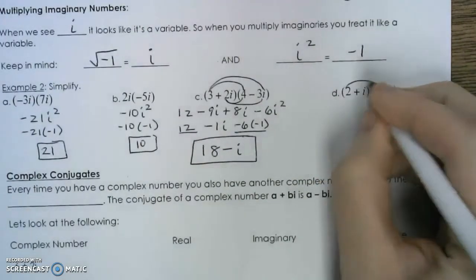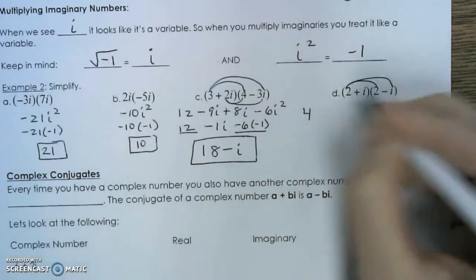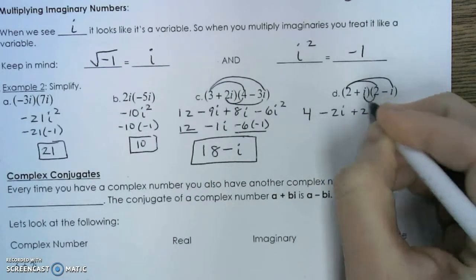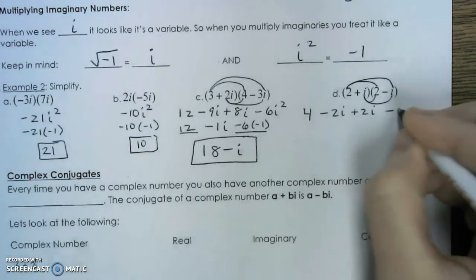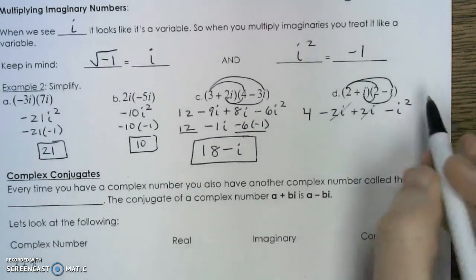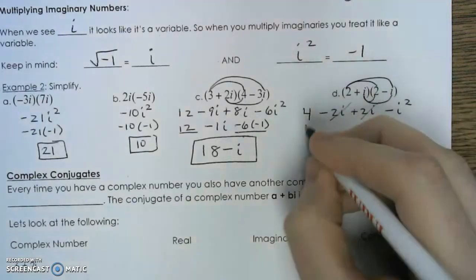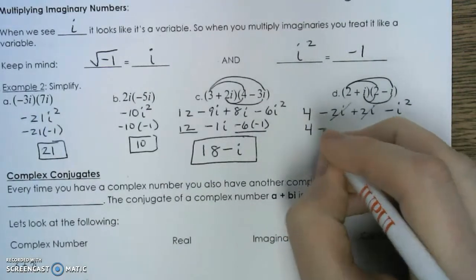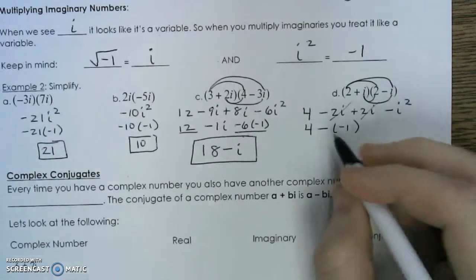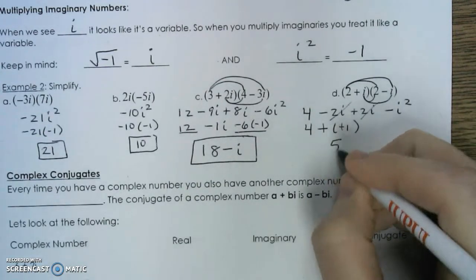Here we've got 2 times 2, 2 times negative i times 2, and then i times negative i, which would be negative i squared. Your i's cancel out, and then this i squared is negative 1. So you have a 4 minus a negative 1, which ends up being 4 plus 1 with your double negative, so you get 5.